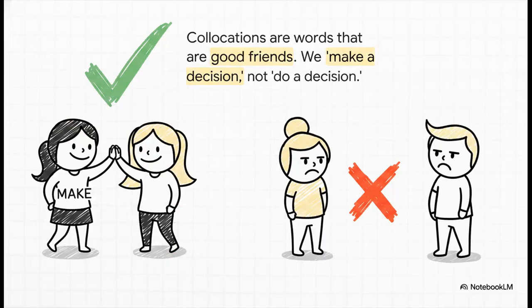Okay, next up is that collocation filter. And please don't let the technical name scare you. It's a really simple idea. Collocations are just words that are good friends. They like to hang out together. In English, we make a decision, right? We don't do a decision.